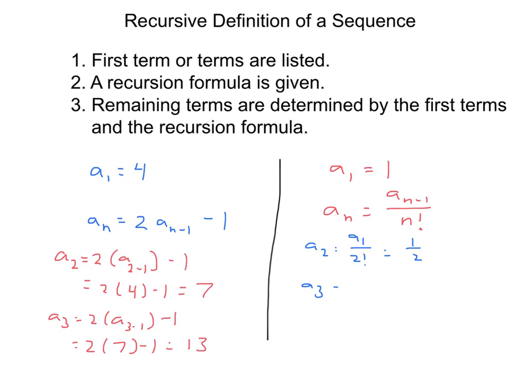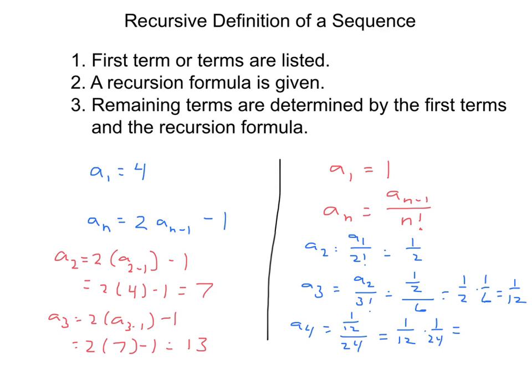And then a sub 3 is going to be a sub n minus 1, so a sub 2 over 3 factorial, which comes out to be 1/2 divided by 6, which, remember, dividing by 6 is the same as multiplying by 1/6, so it's 1/2 times 1/6, which equals 1 over 12. And I can continue this pattern as I go. A sub 4 is going to be 1 over 12 divided by 4 factorial, which is 24. So it's going to be 1 over 12 times 1 over 24, which comes out to be 1 over 288. And so that would be my fourth term of that sequence.